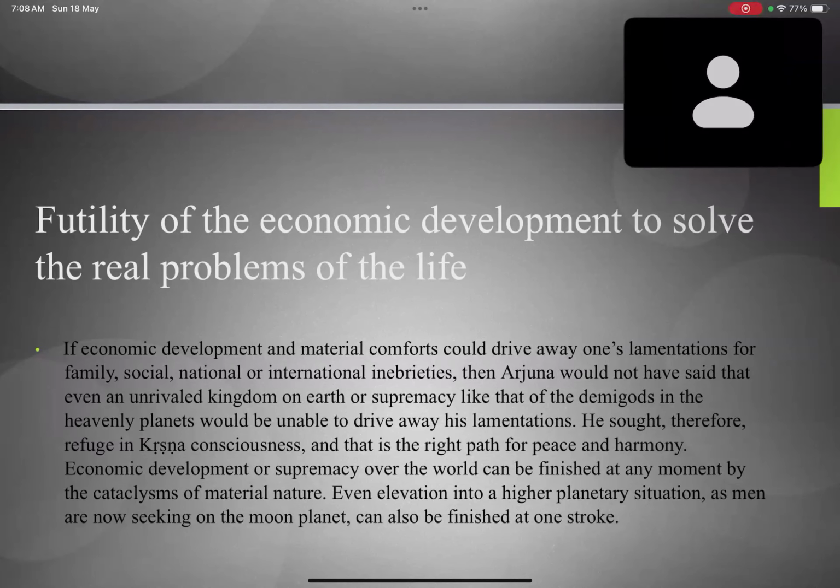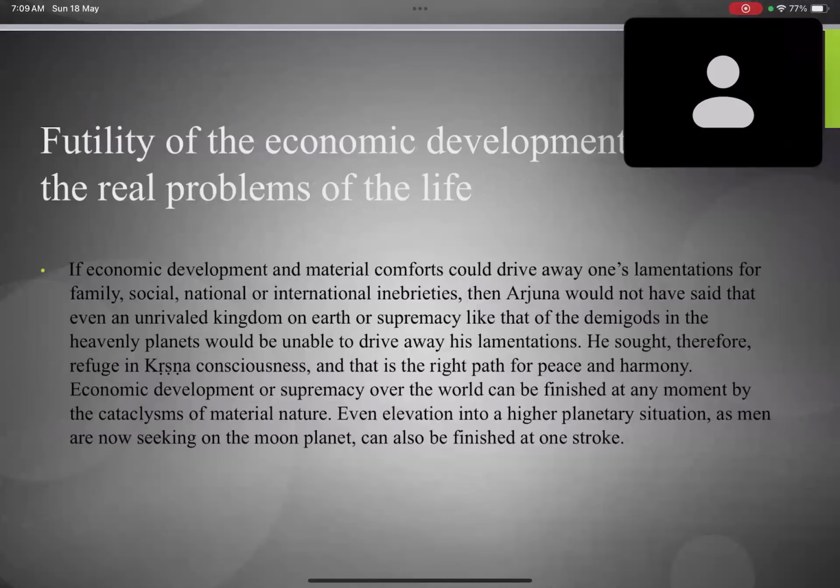Utility of the economic development to solve the real problems of life. If economic development and material comforts would drive away anyone's lamentations for family, social, national, or international inevitabilities, then Arjuna would not have said that even an unrivaled kingdom on earth or supremacy like that of the demigods in the heavenly planets would be unable to drive away his lamentations. He sought, therefore, refuge in Krishna consciousness, and that is the right path for peace and harmony. Economic development or supremacy over the world can be finished at any moment by the cataclysms of material nature. Even elevation into a higher planetary situation, as men are now seeking on the moon planet, can be finished at one stroke.